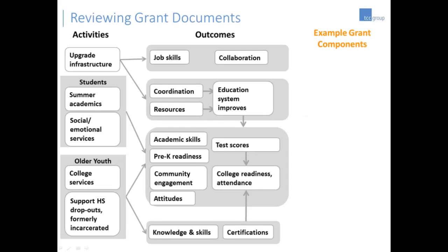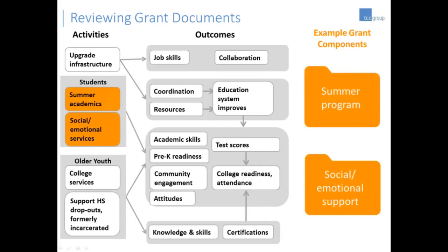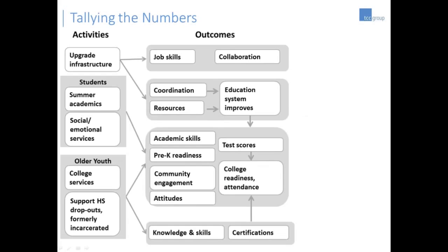For example, we learned one grant was funding a summer program. We tagged that grantee to that component in the model. Documents also indicated the program offered social and emotional support services. We tagged the grantee to that component, and so on and so forth. After tagging all of the grant documents, we tallied up the number associated with each logic model component.